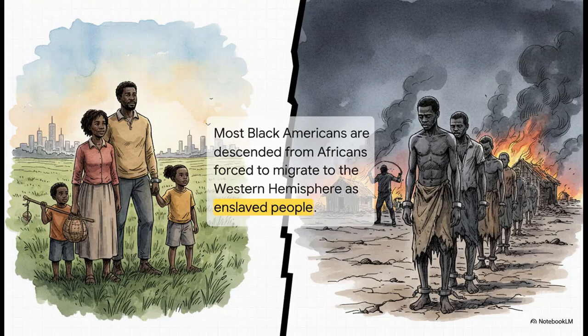The key term here, and it's a big one for AP Human Geo, is forced migration. See, this is the complete opposite of voluntary migration, where people choose to move for a better job or a new life. This was a violent system that tore people from their homes, and it's what planted the very first seeds of that concentrated pattern we saw on the map, right in the American South.